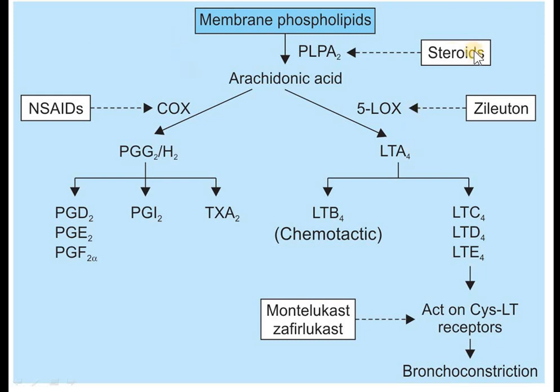Now this arachidonic acid, on the other hand, is converted into leukotrienes by lipoxygenase. Arachidonic acid is again converted into leukotrienes by the lipoxygenase enzyme. This enzyme is inhibited by zileuton. The leukotrienes include leukotriene B4, and leukotriene C, D, E. These leukotrienes will act on different leukotriene receptors, and they will cause bronchoconstriction and inflammation in the bronchi. You will come to know which drugs inhibit this pathway.